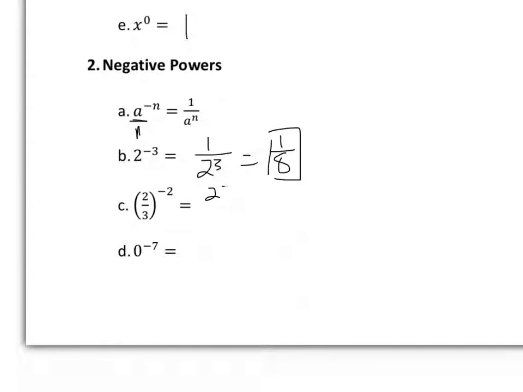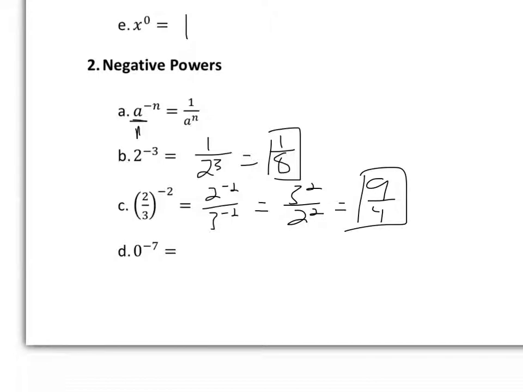So we've got 2 to the negative second over 3 to the negative second. The reason I said you move it to the other side of the fraction line is because if you have a negative power in the denominator, you're just going to move it up to the numerator. So you take the 2 to the negative second, move it down to the denominator, and the 3 to the negative second, move it up to the numerator. And we're going to get 3 squared over 2 squared, which is 9/4.